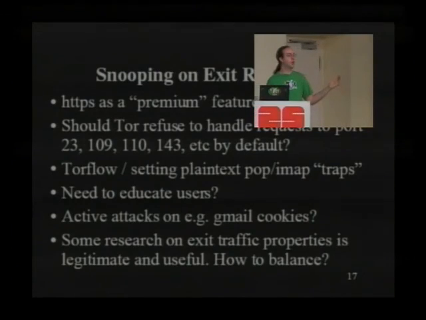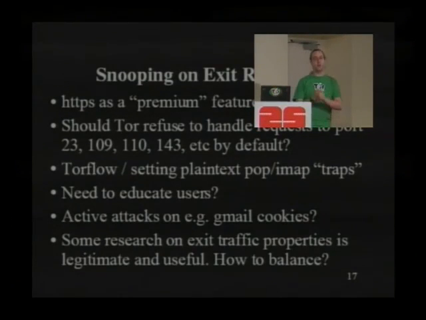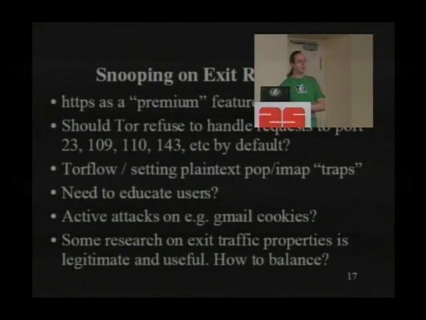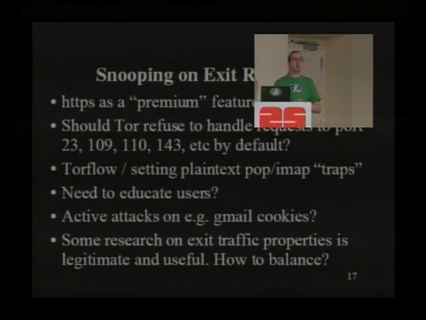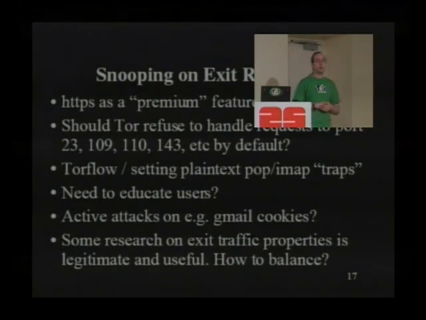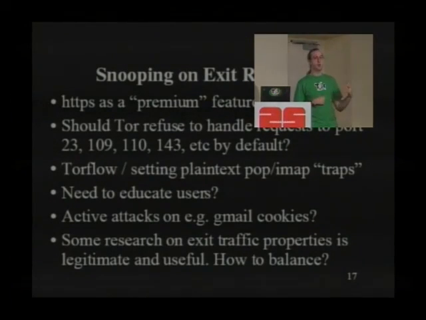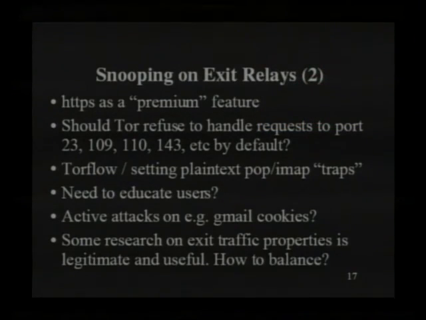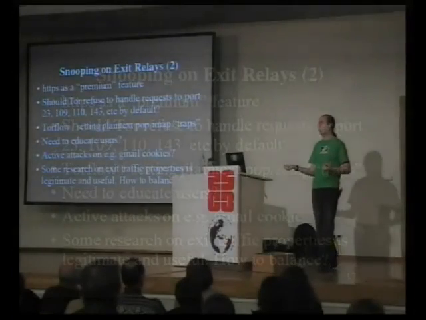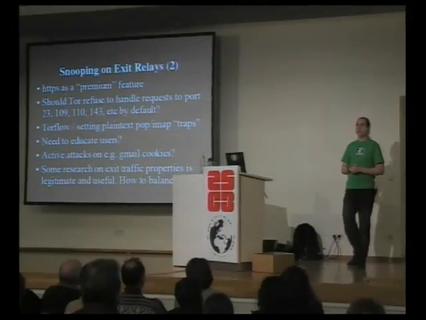And then there are some other options. Maybe we should educate users about how they need to use encryption on the internet. That trick never works. And I mean, it would be great to have some actual research on exit traffic properties. There was a group at Rice University and another group at Colorado University who actually ran an exit node, and they collected statistics about what came out of their exit node. And they have some interesting results.